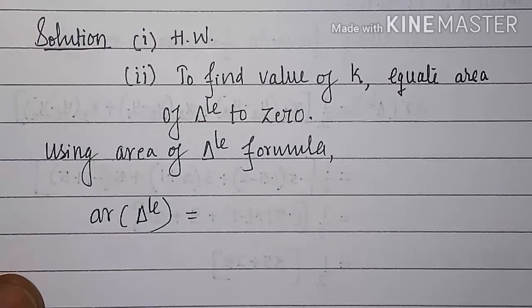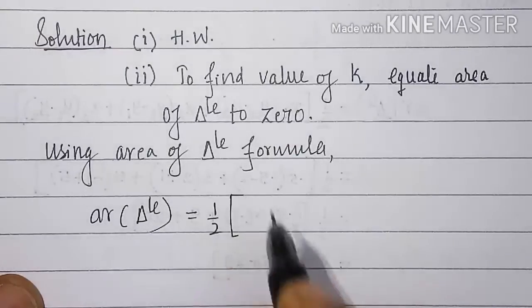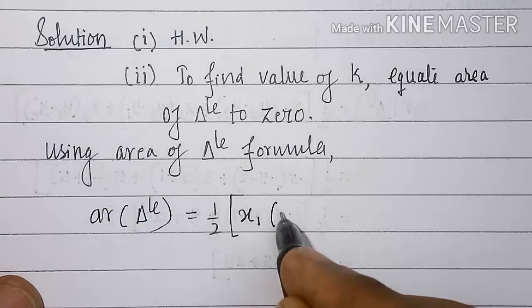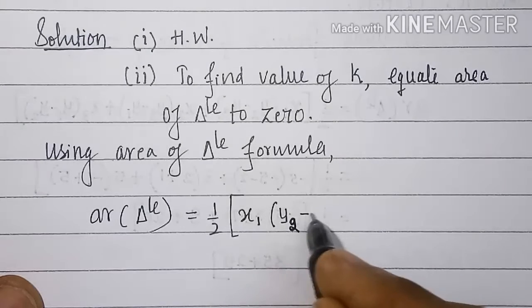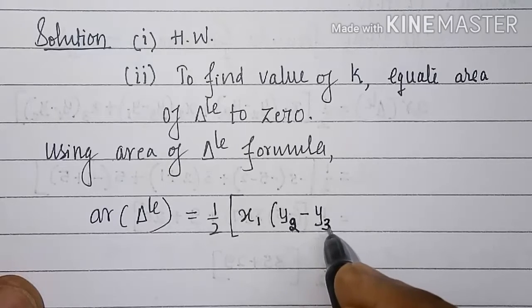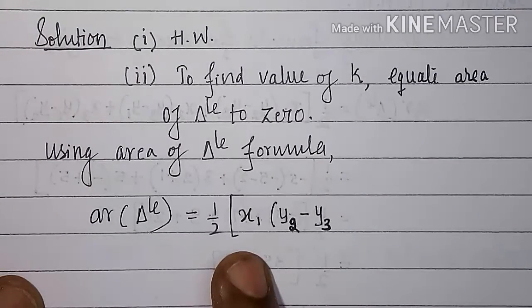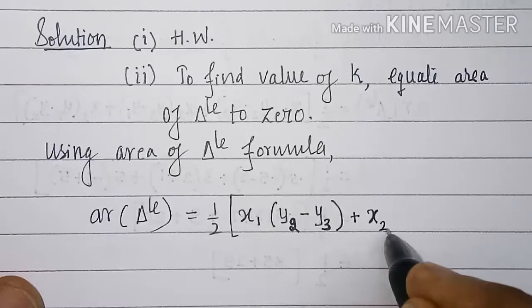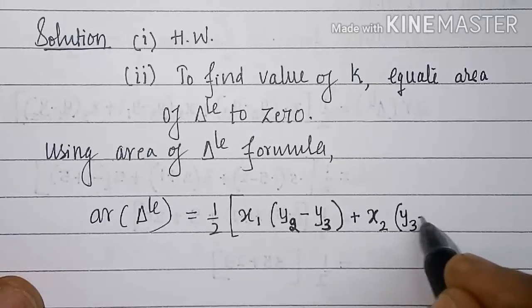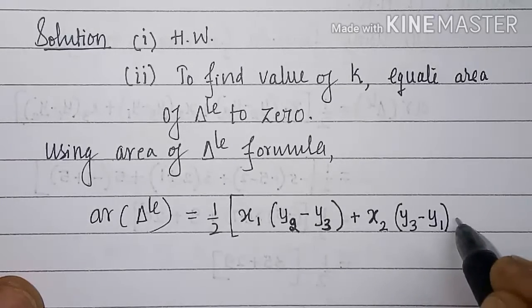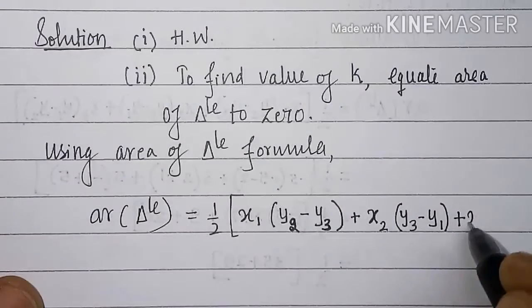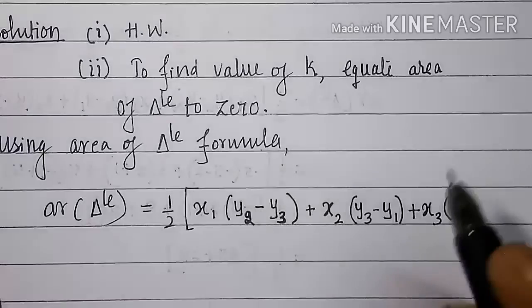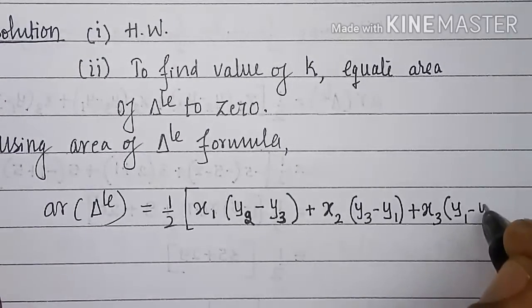Area of triangle equal to half into the bracket x1 into y2 minus y3, plus x2 into the bracket y3 minus y1, plus x3 into the bracket y1 minus y2.